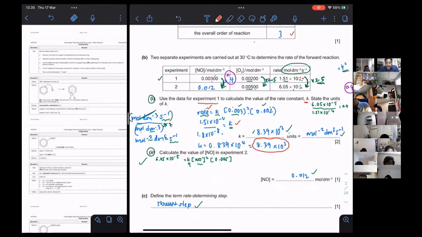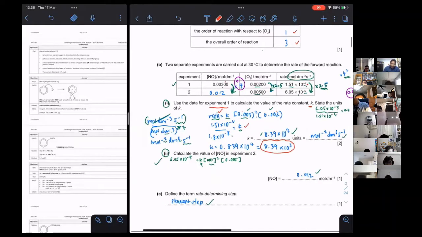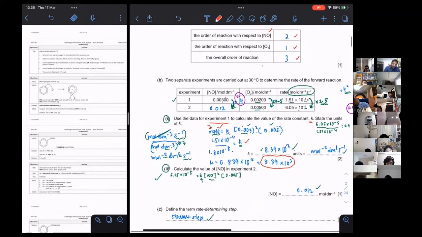Once you calculate, without any problem, you will get the answer over here, but change it into 3 significant figures. This is important. Another thing that students always make mistakes on is the units. We always make mistakes because of the rate. The rate is always measured in mole per dm cube per second. So when you find out K, you divide it with these two.